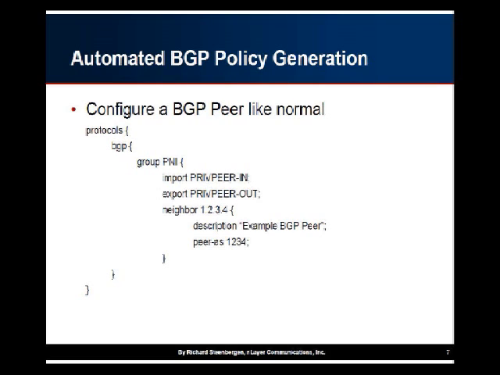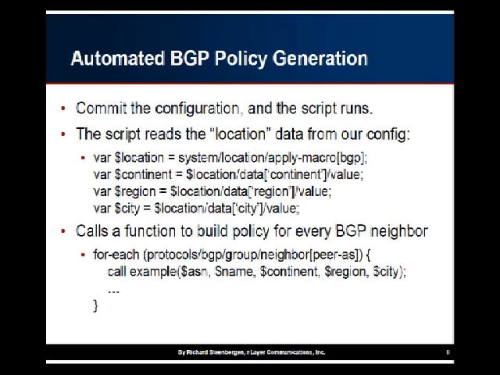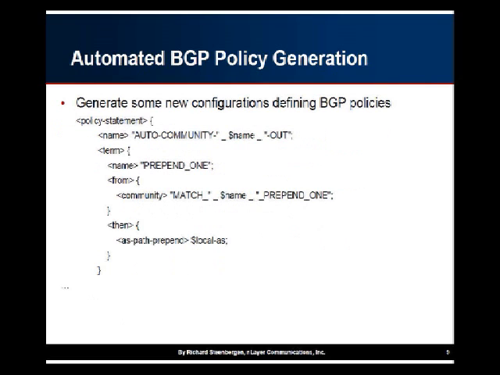I just configure the neighbor, the description, the peer AS, and everything pretty much gets built from there. So you commit the configuration, and the commit script runs. The first thing it does is read in the location data from our things, and it runs through the config, and it runs this function against every configured neighbor.